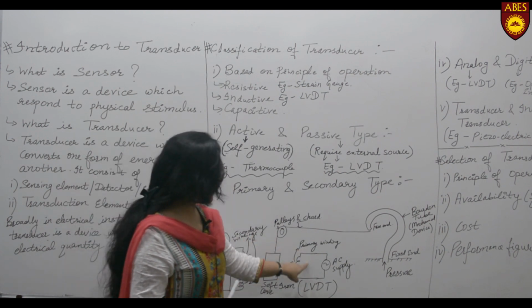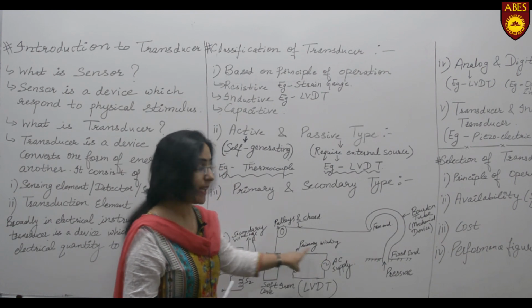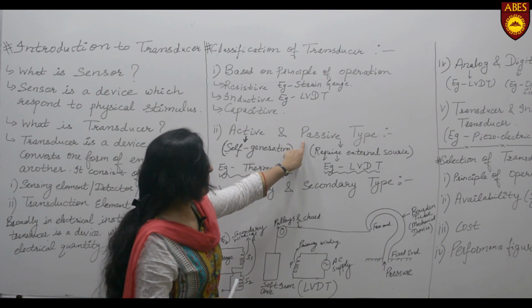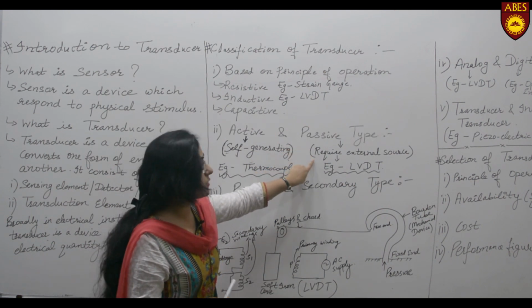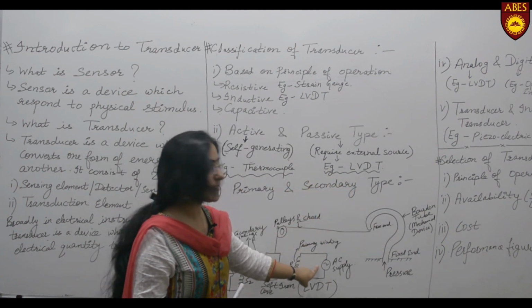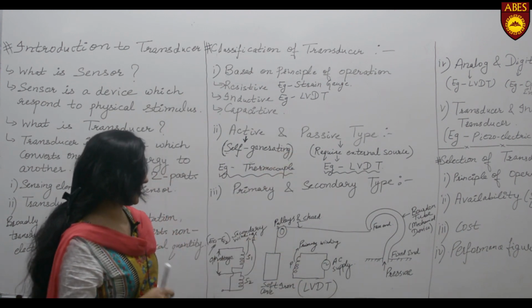As LVDT is using the source of supply, it's using AC supply to excite the primary coil. So it can come in the example of the passive type of transducer because it requires an external source. That's why I mentioned LVDT. So LVDT is using the external power supply, so it is known as the passive type of transducer.